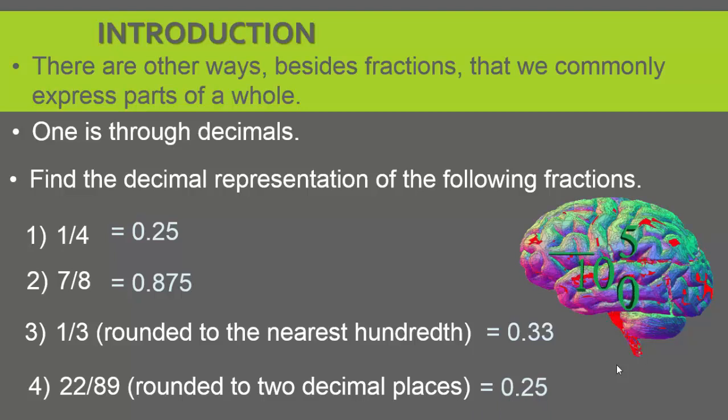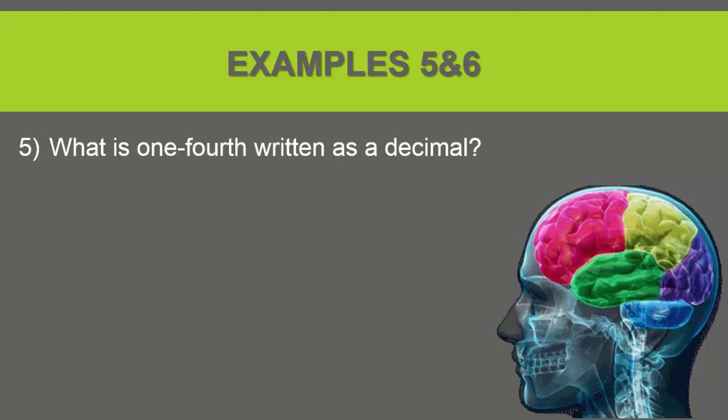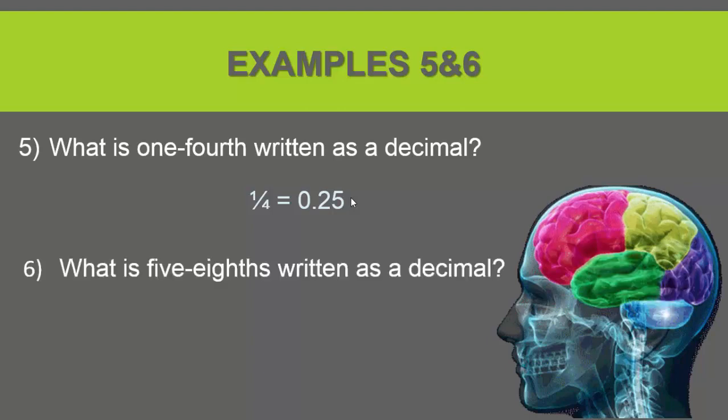0.25 when we round to 2 decimal places, or the nearest hundredth. In example number 5, what is 1/4 written as a decimal? So here we're given the words 1/4. Basically we just have to understand that when we say 1/4, we mean the fraction 1/4. And since we already worked this one out in example number 1, we already know that 1/4 is equal to 0.25.